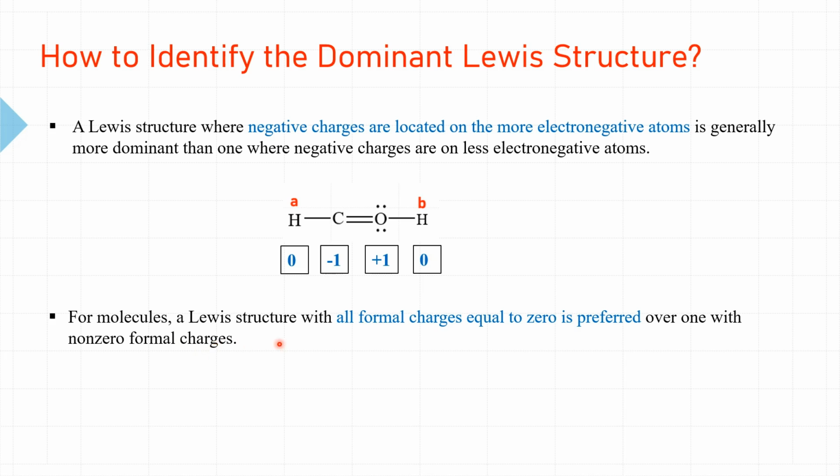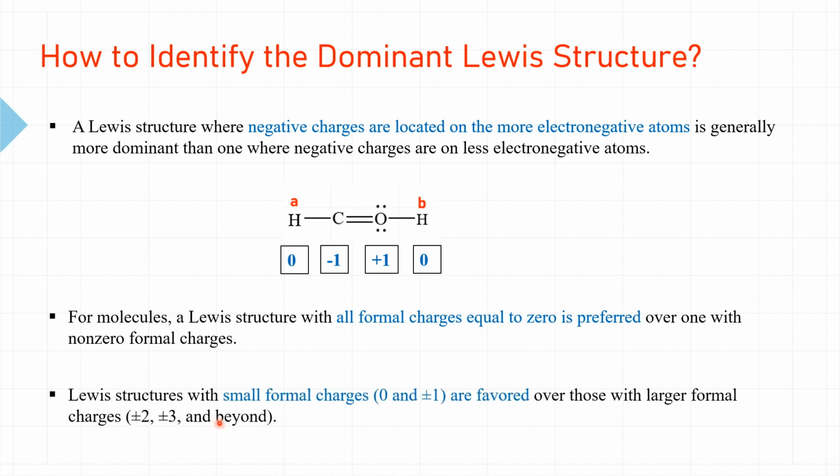For molecules, a Lewis structure with all formal charges equal to 0 is another way we can select the dominant Lewis structure. Lewis structures with small formal charges, 0, +1 or -1, are favored over formal charges of +2, -2, +3, -3 or beyond, the larger charges. So these are the guidelines we can use to select which structure is more dominant among the given structures for a molecule or ion. So let's go and find out with examples.